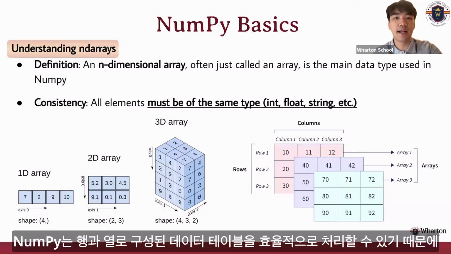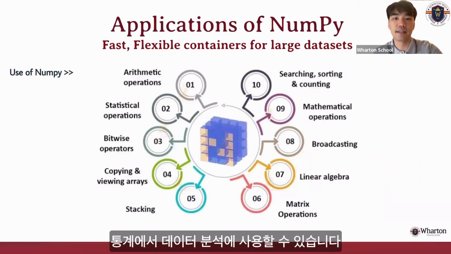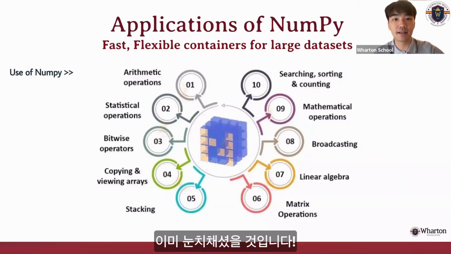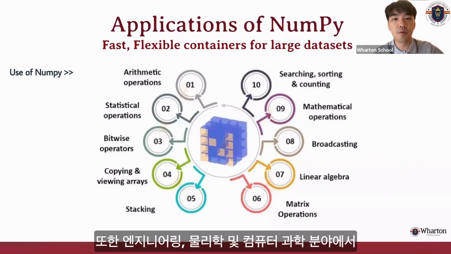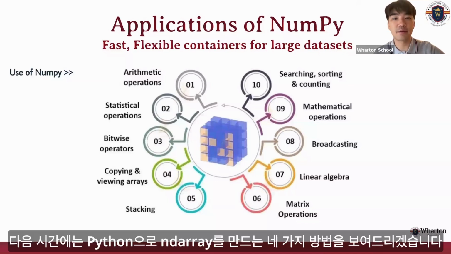We can use it for data analysis and statistics because NumPy can efficiently handle tables of data organized in rows and columns. You may have noticed that a NumPy matrix is the same as an Excel file that stores data. You can perform operations like matrix multiplication, finding determinants, or solving systems of linear equations in fields like engineering, physics, and computer science. I'll show you the 4 ways of creating an n-dimensional array with Python next time.